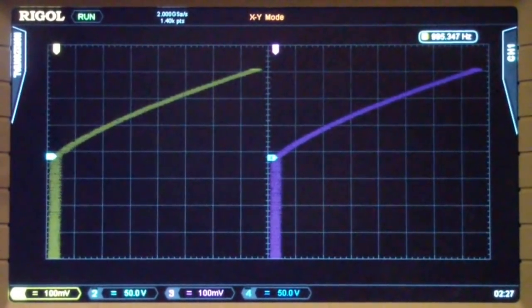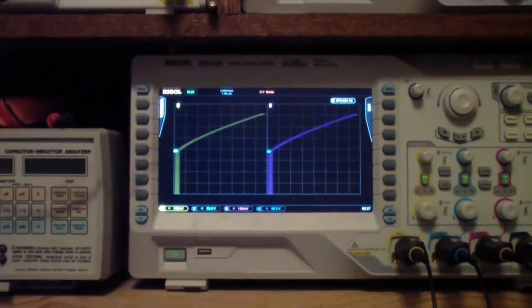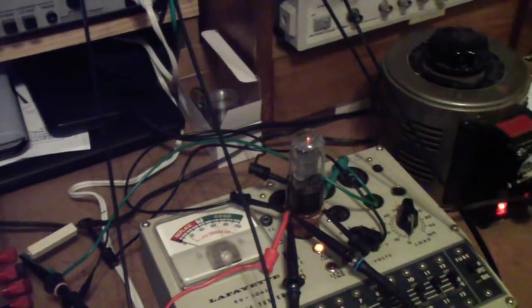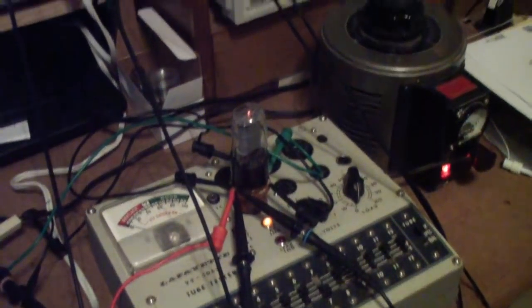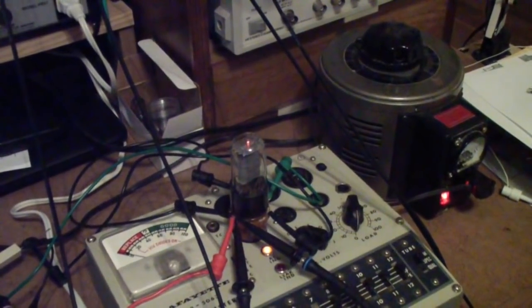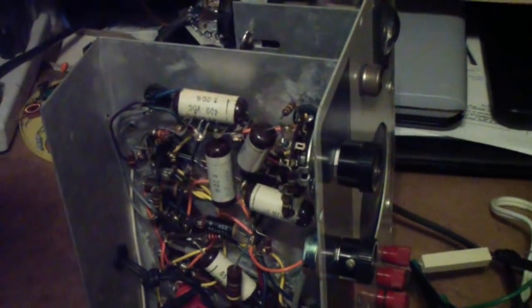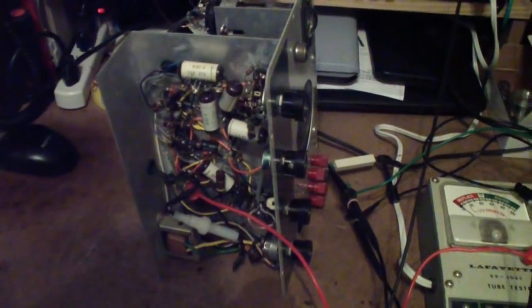The particular 6V6 that I'm working with is that one. I'm using the tube tester only to supply filament current, that is, to heat up the filament of the 6V6. The operating voltages are actually being supplied by another piece of equipment. This is a Knight signal tracer.